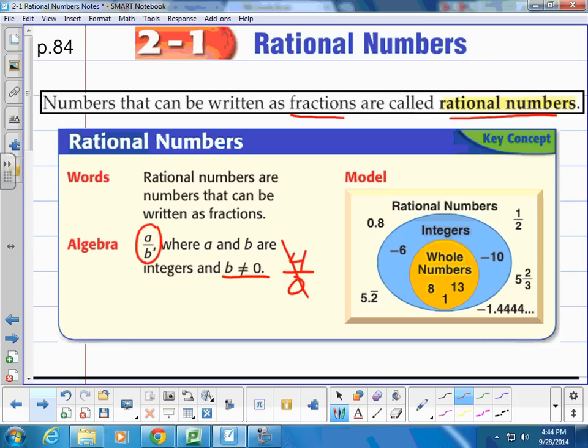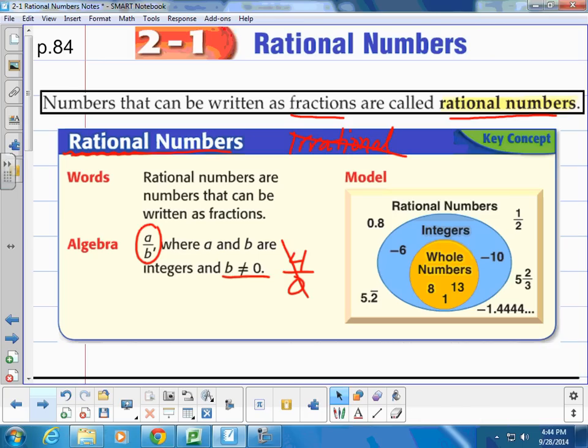Right now, we're just talking about rational. Some of you may be thinking, well, aren't all numbers rational numbers? Can I do everything as a fraction? No, you can't. And later on, you'll learn about irrational numbers. Those would be numbers you can't write as fractions. But today, we're going to focus on rational, things that can be written as a fraction.